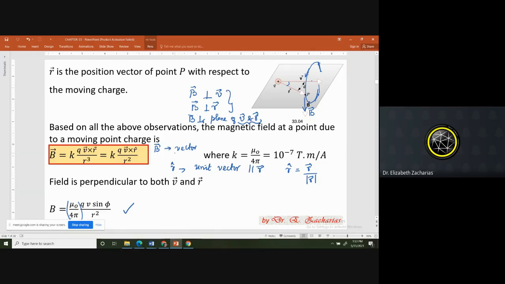And what is K? K is mu naught by 4 pi. Anyone? What is mu naught? What is that? Magnetic?